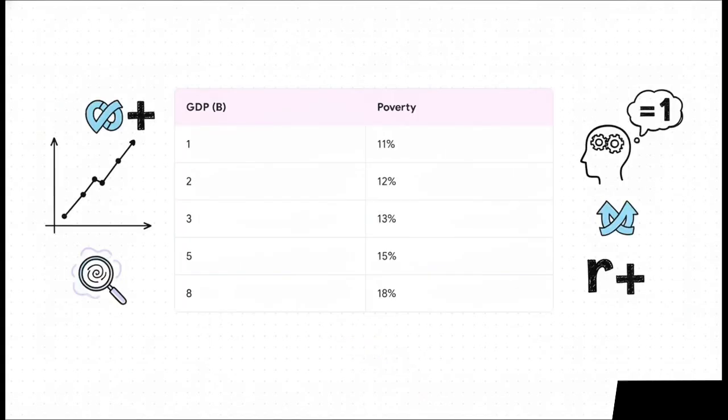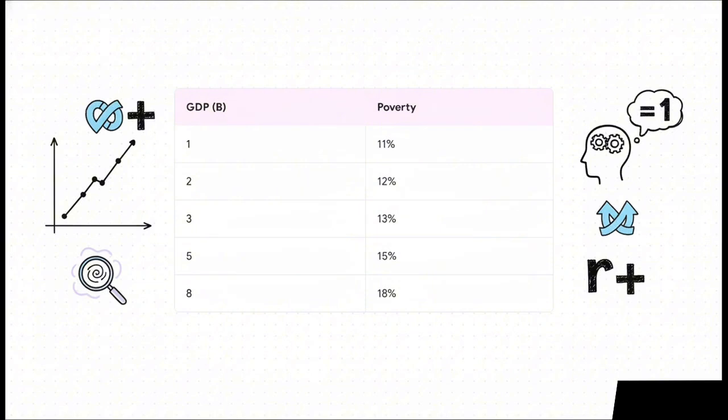Let's look at a specific 5-country example from our source material to put this into perspective. We have GDP figures of $1, $2, $3, $5, and $8 billion, and those are mapped directly against poverty rates of 11%, 12%, 13%, 15%, and 18%.